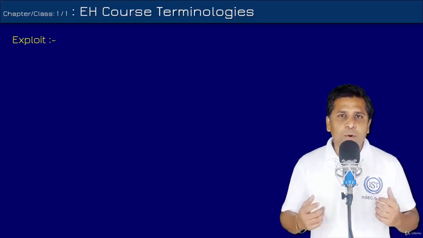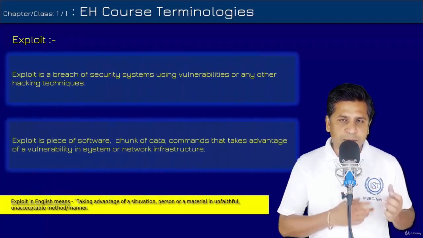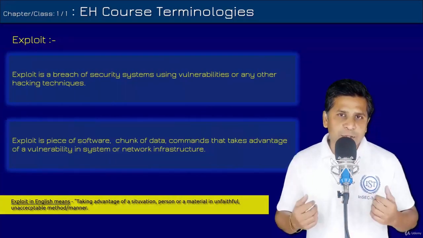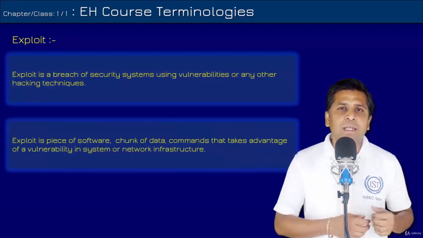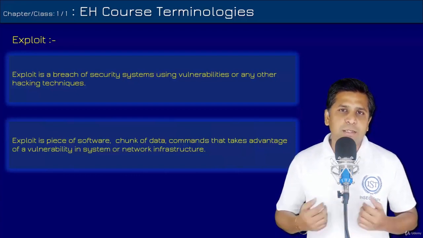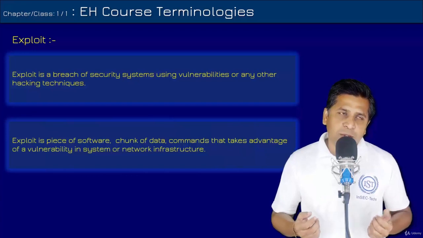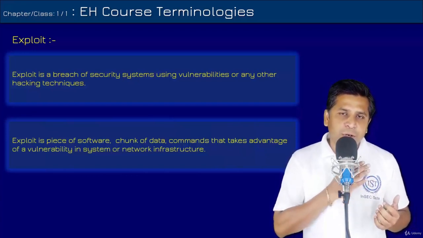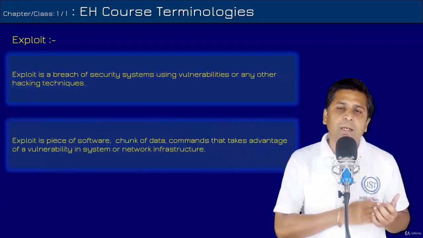Exploit. Exploit in English means taking advantage of a situation or a material in an unfaithful or unaccepted manner. In cybersecurity, an exploit or a computer exploit is an attack on the target system to gain access to the target network, application or system. Exploit in IT security or cybersecurity also refers to a software code or chunk of data that takes advantage of a vulnerability to gain access to the target machine, network or application.